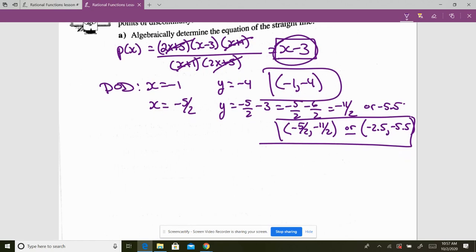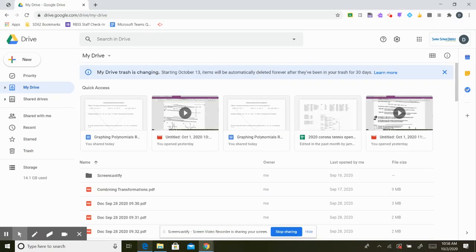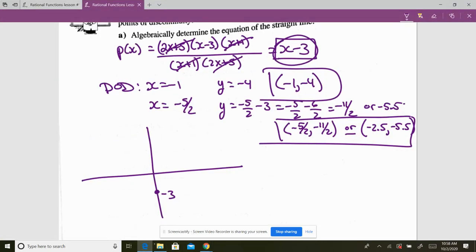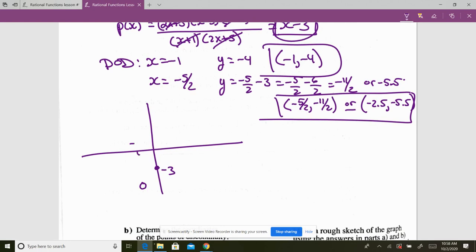So we're going to sketch it now. What type of line are we going to actually draw here? A linear, because it's just x minus 3. It has a y-intercept of -3. Our PODs are at (-1, -4), so somewhere here, and the other one is at (-2.5, -5.5). Line them up so they work. There we go. Draw a line. I'll give you actual graph paper on the test so you're not just guesstimating. That's the graph. It just has 2 holes in it.